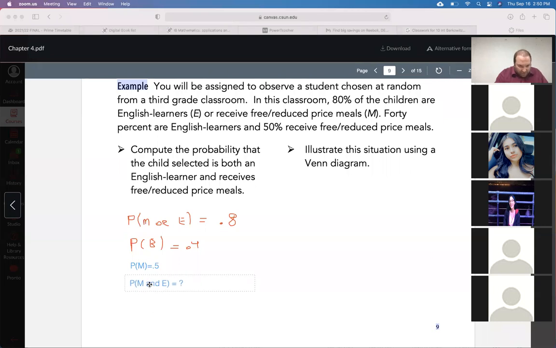Of course, now I have to make sure they line up. Okay. So do I have a formula that connects these four quantities? Yes. It says P of M or E is equal to what? 80%. Well, what's the formula? P of M or E equals? Equals probability of M plus probability of E minus probability of M and E. M and E, you mean, right? Yeah.